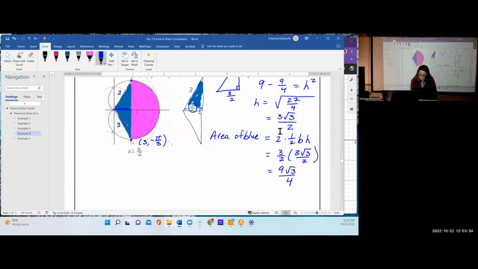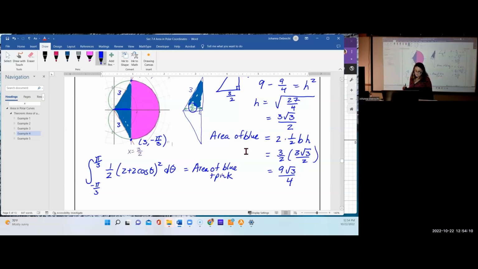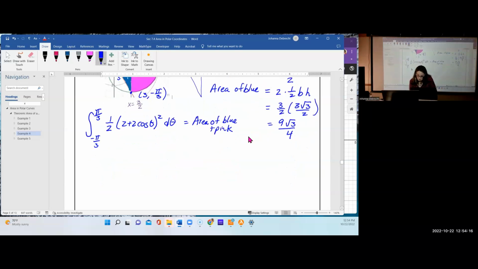So now I'm going to do the area using polar coordinates. This time, just for fun, we won't exploit symmetry. We'll just go from negative pi over 3 to pi over 3, and then it will be 1/2 r squared d theta. Now, I could also go from 0 to pi over 3 and then double it. And then our formula is 2 plus 2 cosine of theta, quantity squared d theta. So this is going to give me the area of blue plus pink. And I only want the area of the pink. So when I'm done, I'll subtract this from this, and that will give me the area of the pink only.